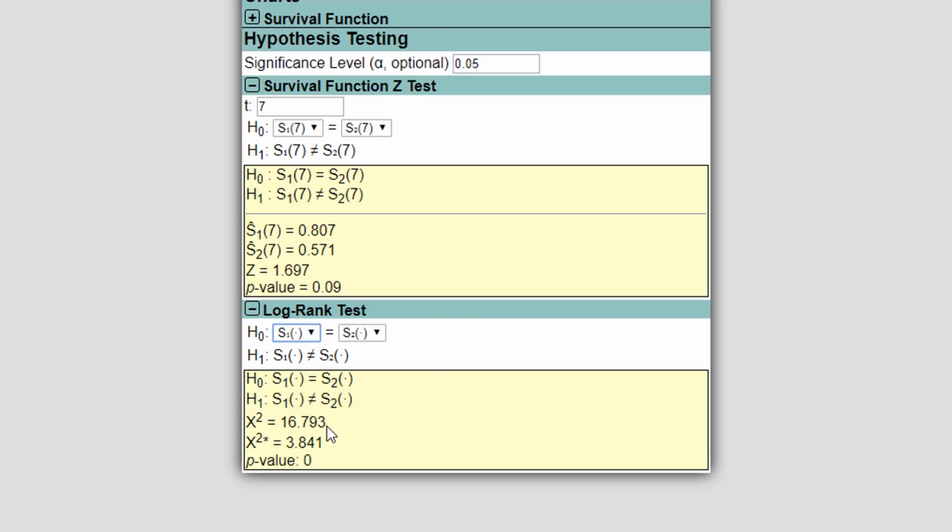It gives you a chi-square statistic, a p-value, and a critical chi-square. If your chi-square statistic is larger than your critical chi-square, then your data suggests strong evidence that your survival functions are different. And that's it. It will also give you a p-value, which is your quick check to see whether or not they're significantly different.